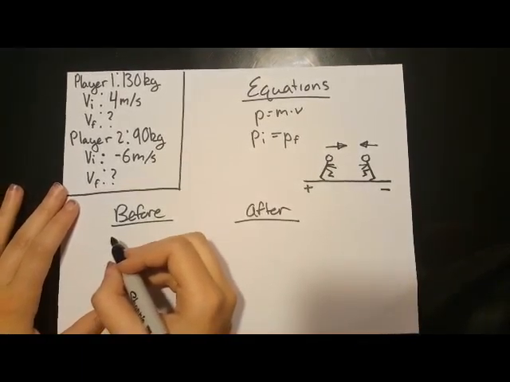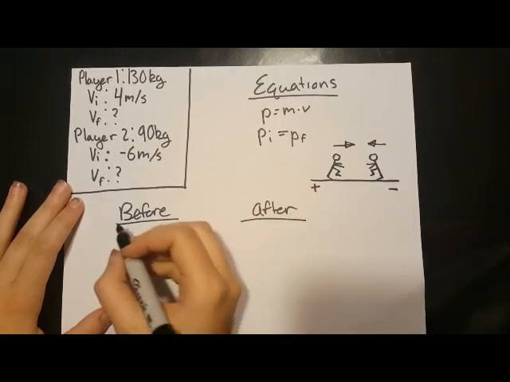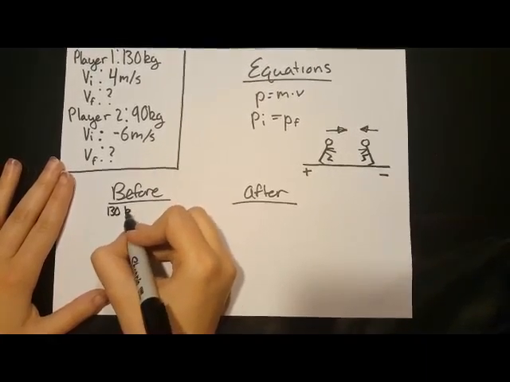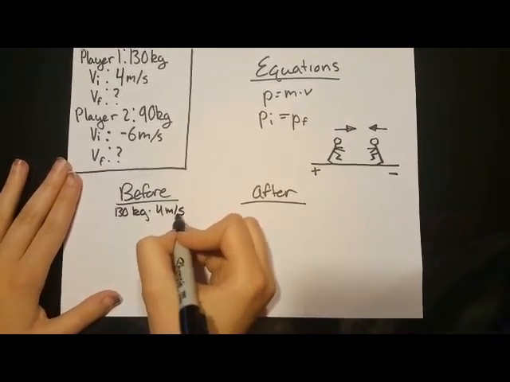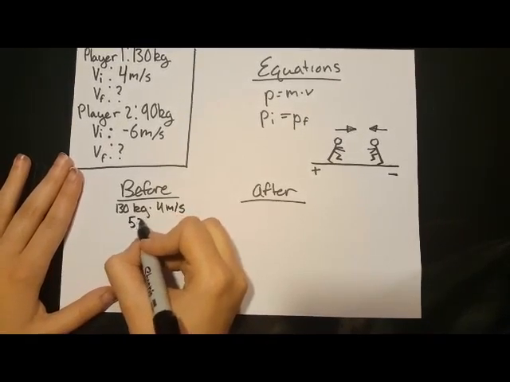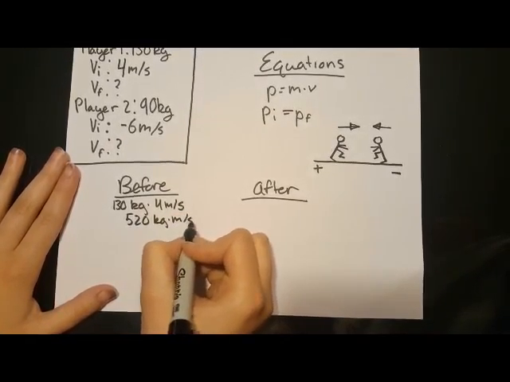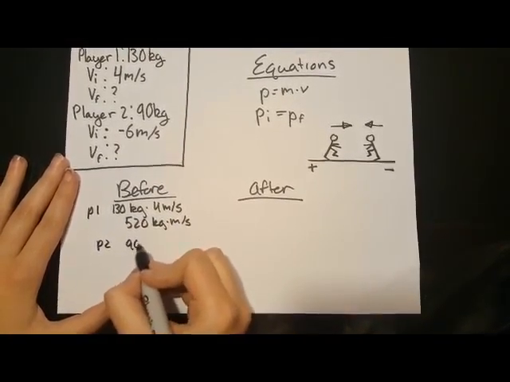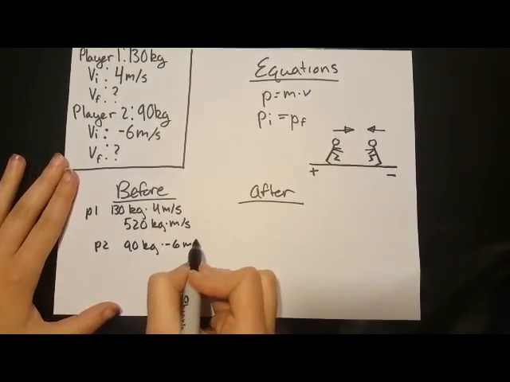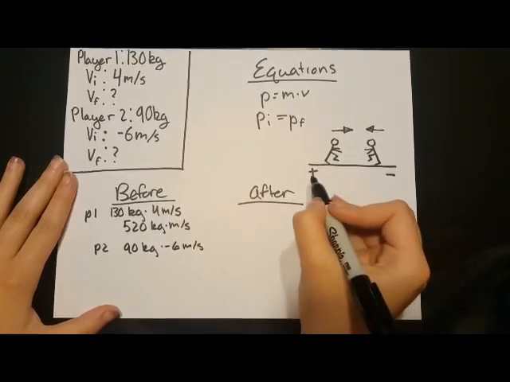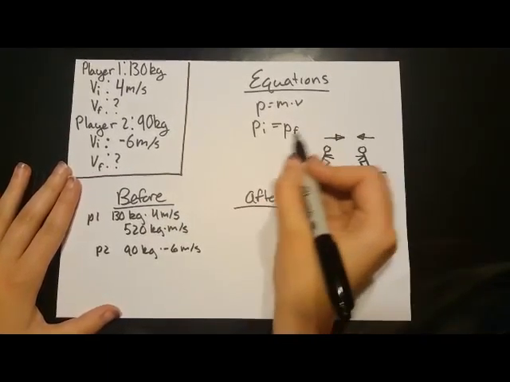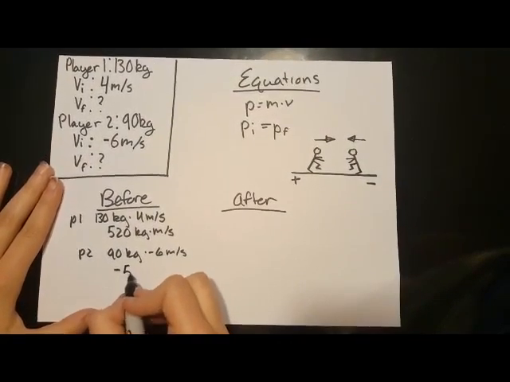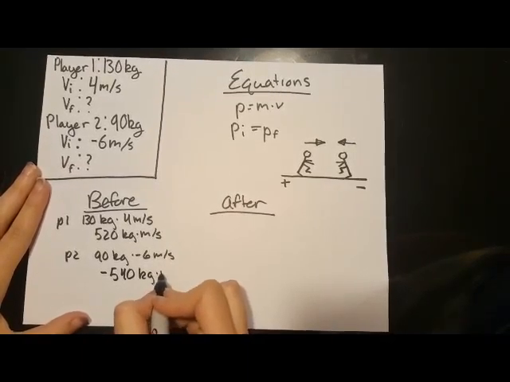So we're going to start with the before chart, and I have the equation for momentum written out. P equals m times v at the top. So for player 1, it's 130 kilograms times 4 meters per second. This will equal 520 kilograms times meters per second. Now for player 2, it'll be 90 kilograms times negative 6 meters per second. Now, the velocity here is negative because the player is moving in the opposite direction of the other player, as you can see in this little diagram I drew at the top here. This equals negative 540 kilograms times meters per second.